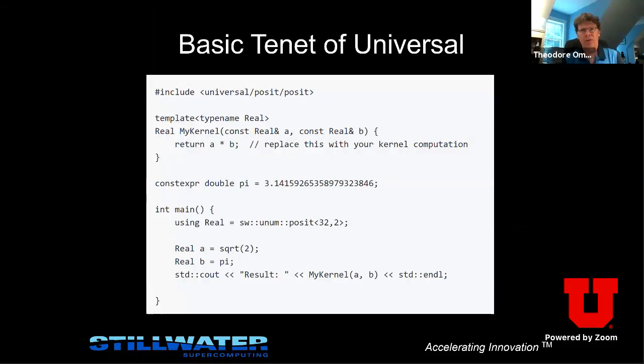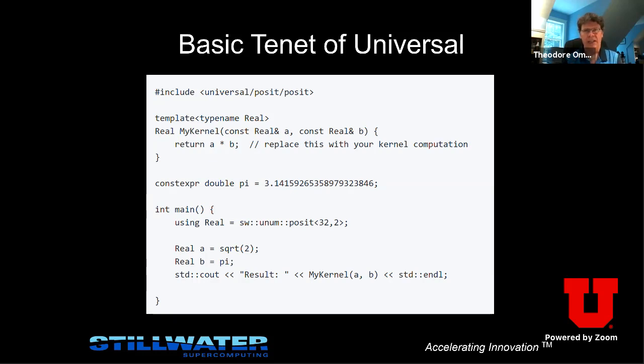The basic tenet of the Universal Library is to create a separation between the driver, in which you set up the selection of your number system, and the kernel that will be parameterized in the number systems that you would like to select. Here's a very simple example. There's a driver that selects a posit, articulates a real number system that has the posit's properties, creates variables, and then calls these kernels that are parameterized in these number systems.